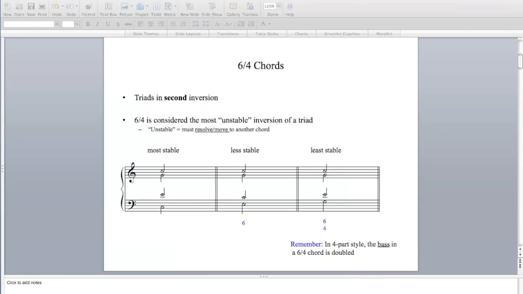Because of their instability, 6/4 chords have to be handled with care. They only occur in specific situations. There are specific 6/4 chord types, which we're going to learn about now.